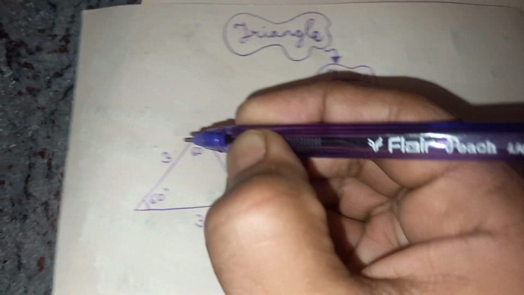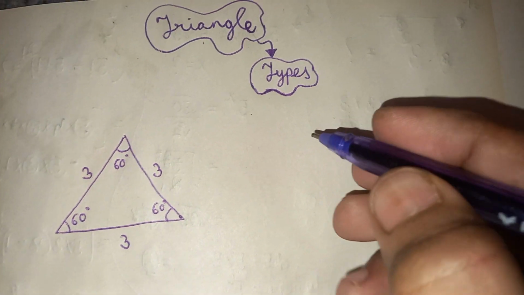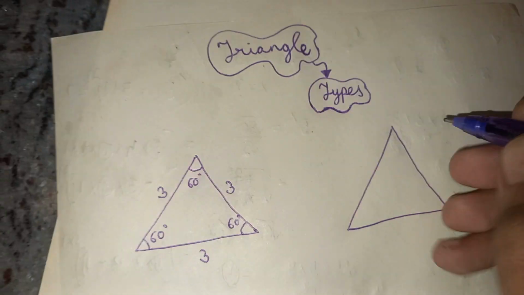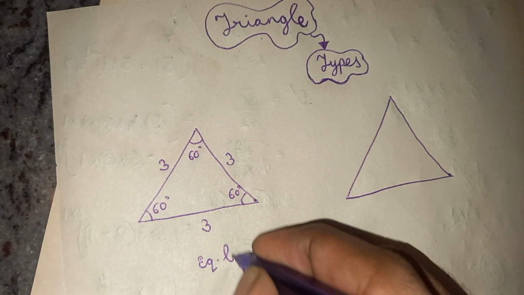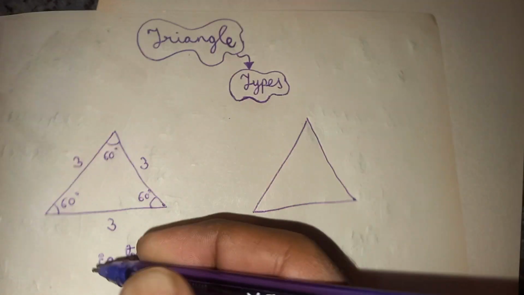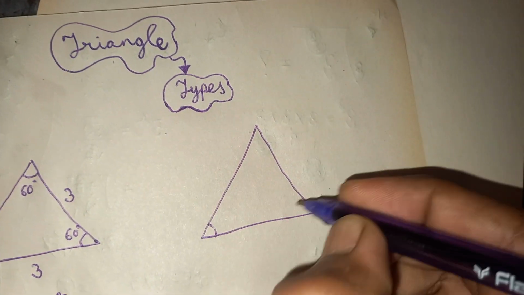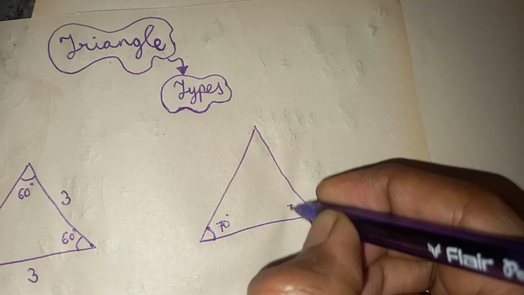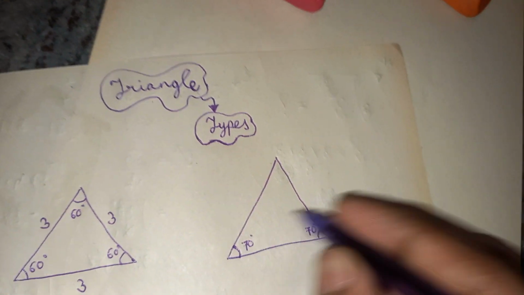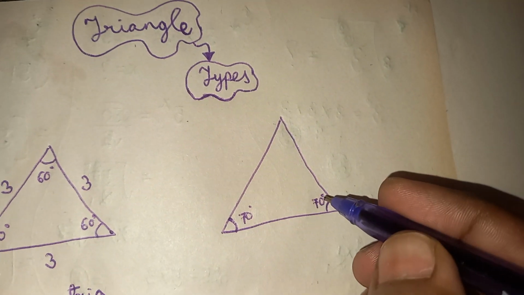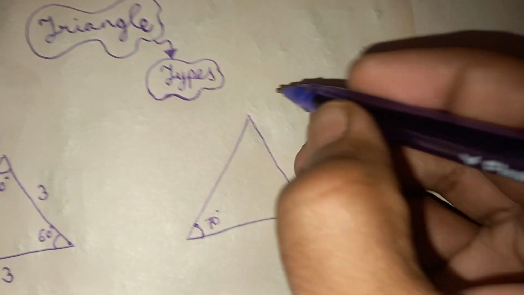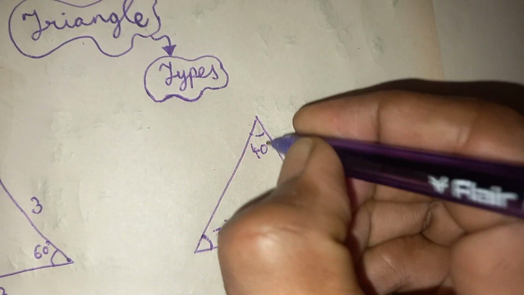In the same way, two sides can be equal. The triangle with two equal sides is known as an isosceles triangle. This is an equilateral triangle, and this one is an isosceles triangle, where two angles are equal. This angle is 70 degrees, this angle is also 70 degrees, and 70 plus 70 makes 140, and out of 180, 40 degrees remain, so it is 40 degrees.